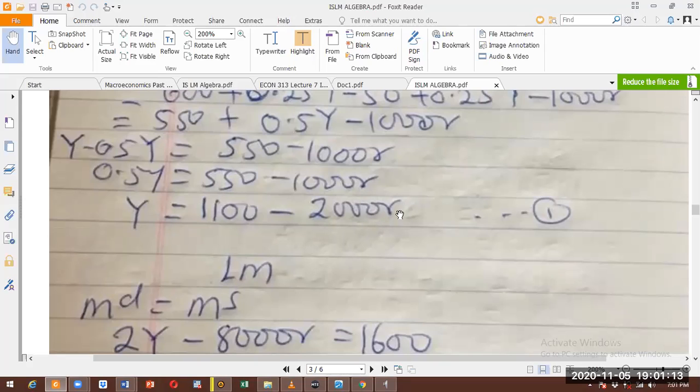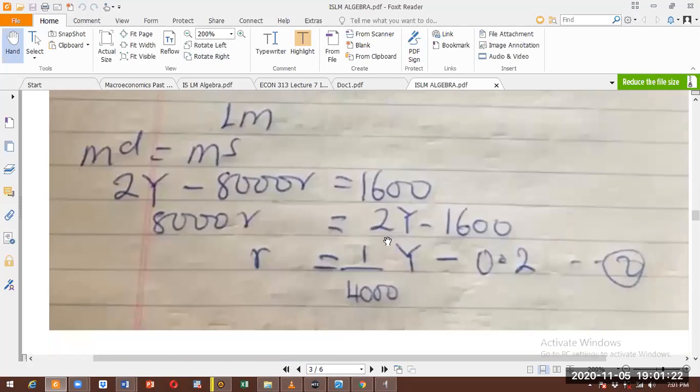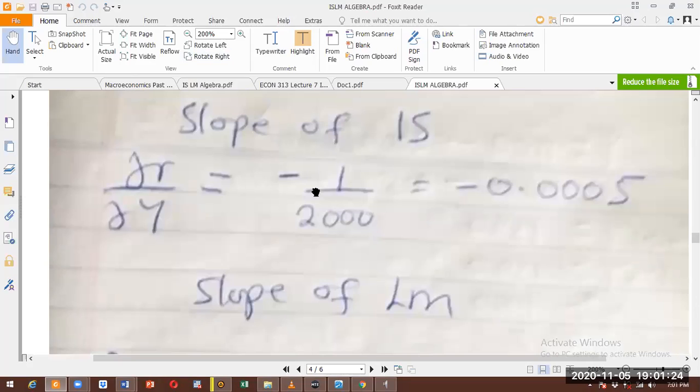When you make R the subject, you get R is equal to 1,100 minus Y all over 2,000. So when you differentiate, you get minus 1 over 2,000, which is minus 0.0005. What this means is that if income or output should increase by 1 unit, then interest rate will fall by 0.0005 units. Is that okay?